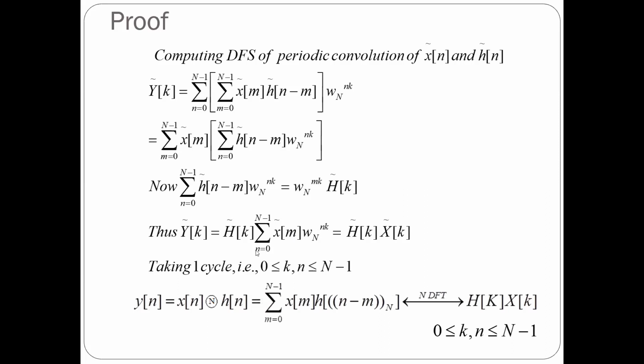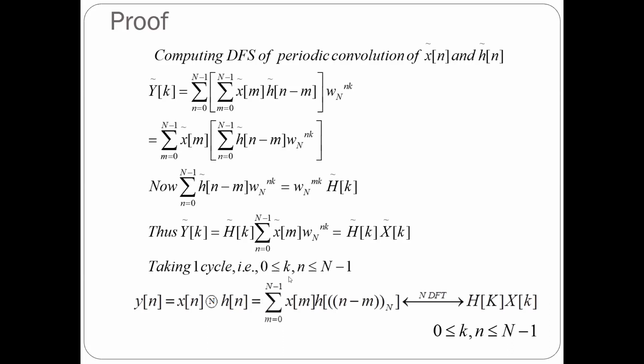I made two mistakes here. So this should be m equal to 0 to N minus 1 x of m W raised to mk, which you can write as h tilde of k into x tilde of k. So you have y tilde of k equal to h tilde of k into x tilde of k. This indicates that y tilde of n, the periodic convolution of h tilde of n and x tilde of n, will have a DFT given by h tilde of k and x tilde of k.